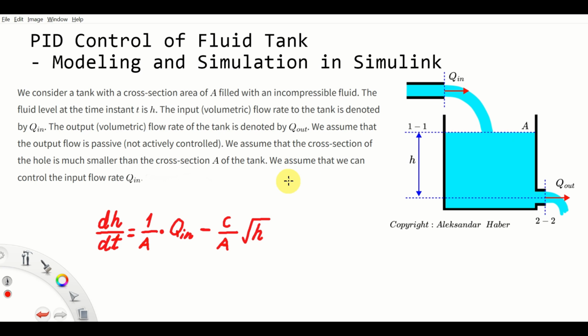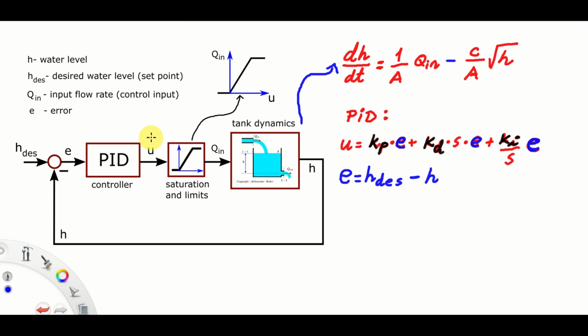Under these assumptions, in our previous tutorial, whose link is given in the description below, we derive a differential equation describing the dynamics of the fluid level H, and the equation is given over here. In this equation, A is the cross-section area of the tank and C is a constant. Here is the complete block diagram of the closed-loop system. This block over here represents the dynamics of our tank. The dynamics is described by this differential equation.